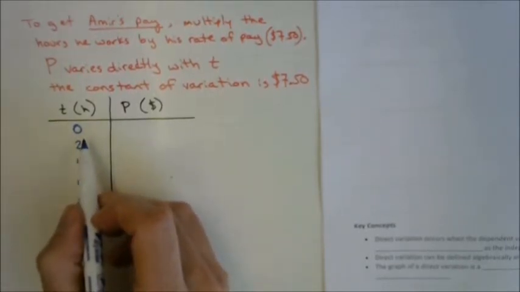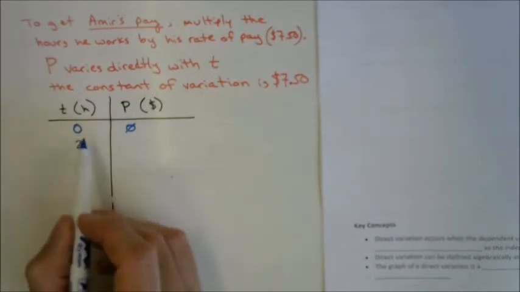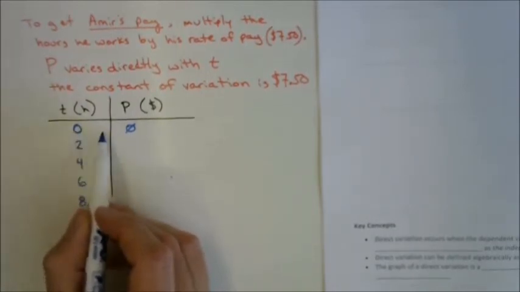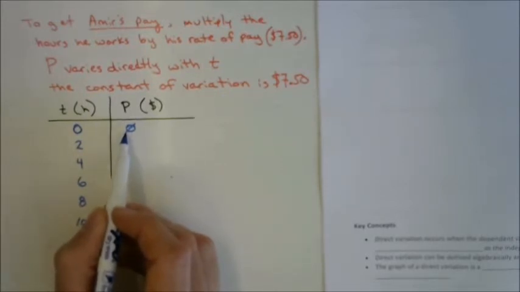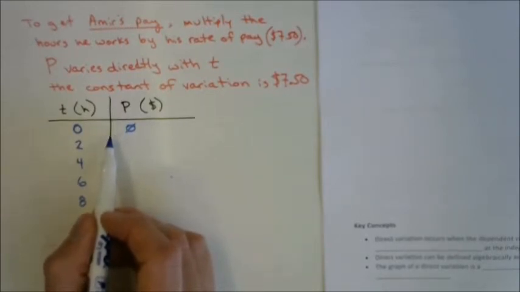How much does he earn after 0 hours? $0. This is the key, by the way, to direct variation. 0 in the independent variable will match up with 0 in the dependent variable. Your graph will always go through 0, 0. Next lesson, it won't. Next lesson we'll add a constant and you'll see how that affects it.